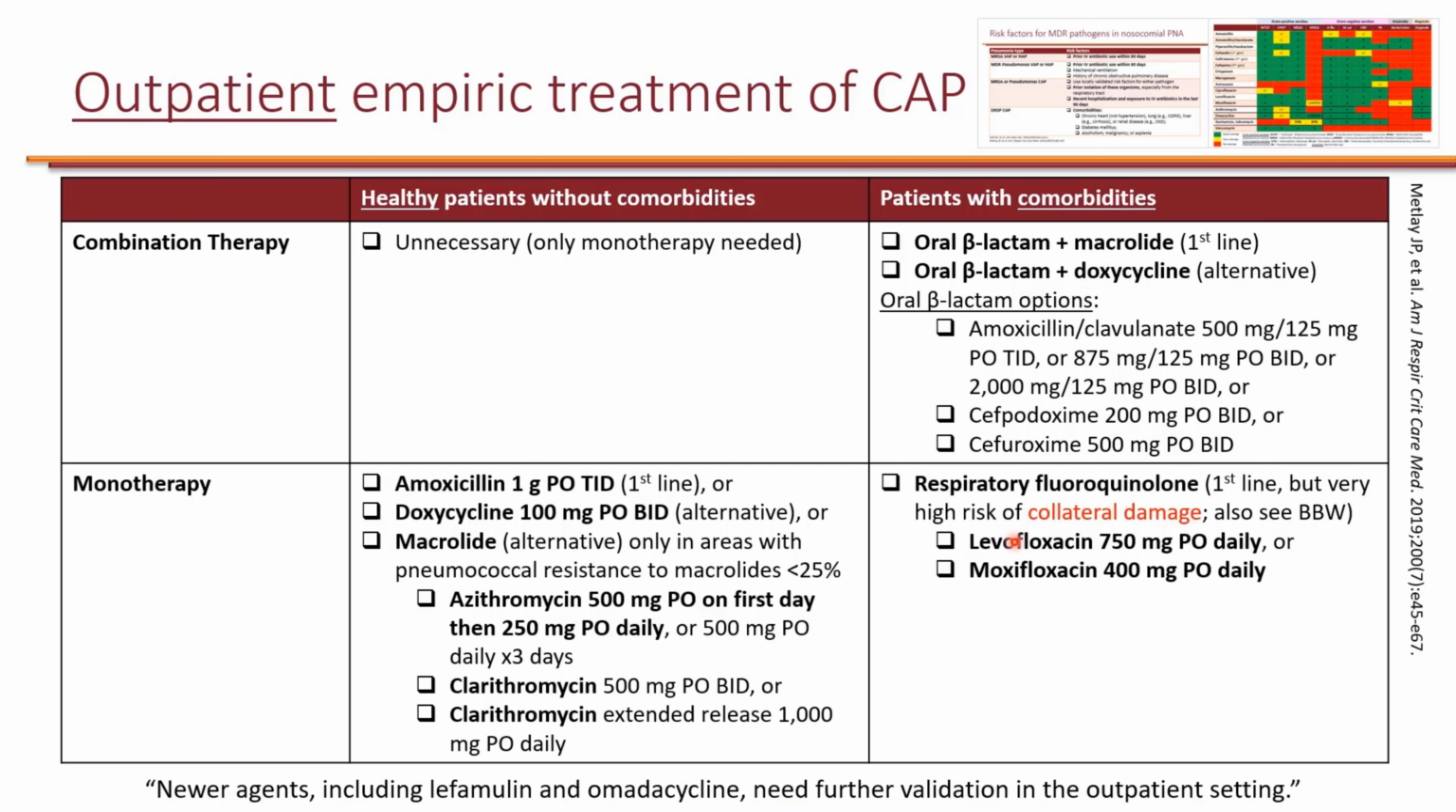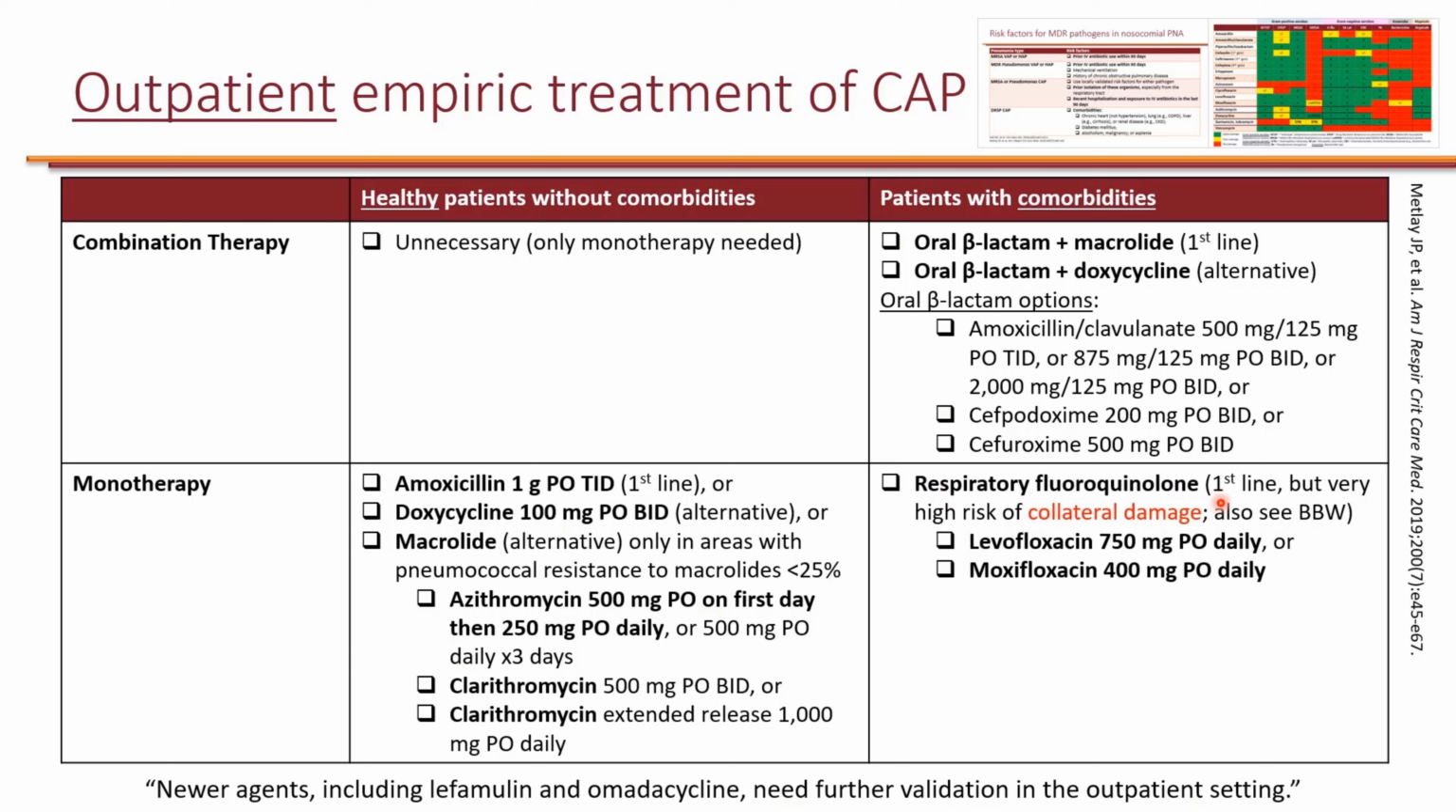Now, with these patients with comorbidities, we can also have a single monotherapy, so respiratory fluoroquinolones. Respiratory fluoroquinolones basically refers to fluoroquinolones that are active against Streptococcus pneumoniae. Because Streptococcus pneumoniae is the number one respiratory pathogen, the fluoroquinolones that have activity against it are referred to as respiratory fluoroquinolones. In other words, ciprofloxacin doesn't have activity against strep pneumo, so therefore ciprofloxacin is not a respiratory fluoroquinolone.